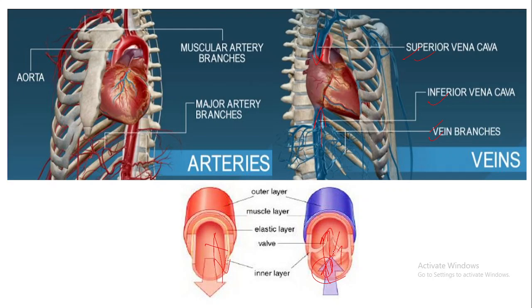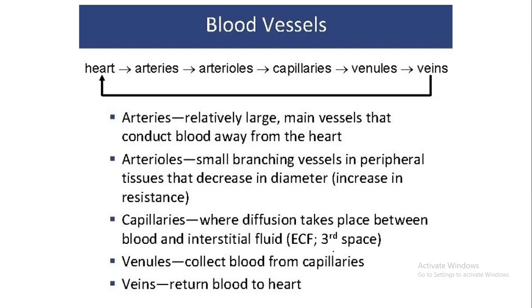Alright, I hope I'm clear with this one as well. Coming to the next part about the blood vessels again, just see the heart. Blood flows through the arteries, arterioles, capillaries, from capillaries to the venules, then the veins, and again back to the heart through the superior and inferior vena cava.